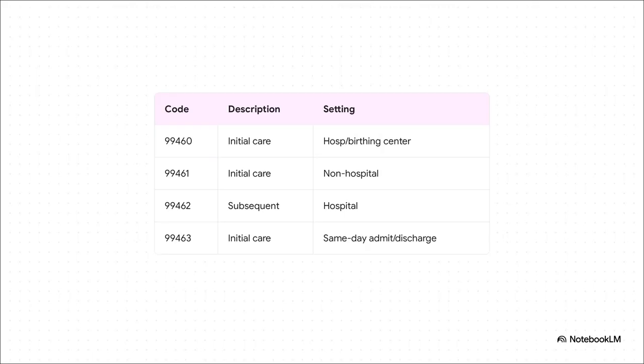And here we have a breakdown of your day-to-day newborn codes. It's completely driven by the setting and the timeline. So, you're going to use 99460 for that initial evaluation of a normal newborn in a hospital or birthing center. But if that baby is seen somewhere else, any setting other than a hospital or birthing center, you switch over to 99461. Then, for the days following that initial exam, when the provider is just doing routine rounds on the healthy baby, you'll drop code 99462 for subsequent hospital care. Finally, if the baby is admitted and discharged on the exact same calendar day, yep, there's a specific code for that, 99463.